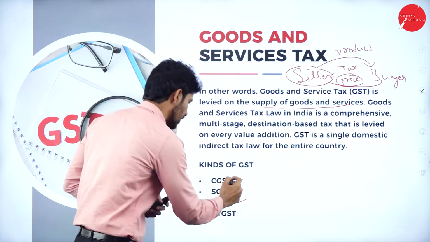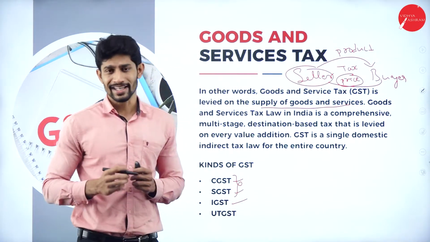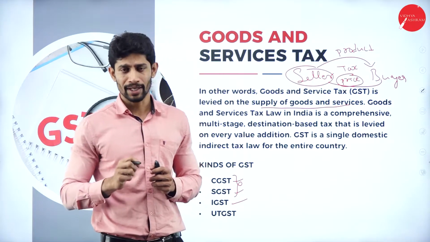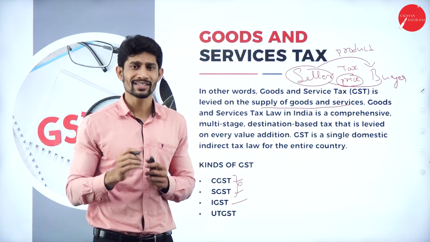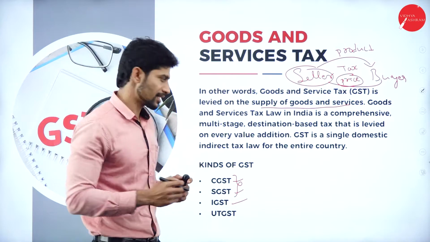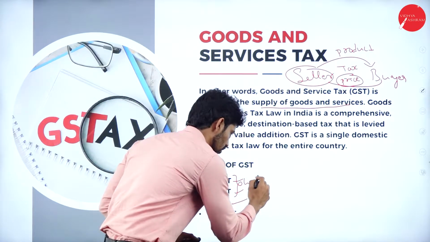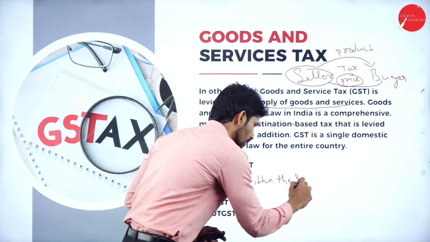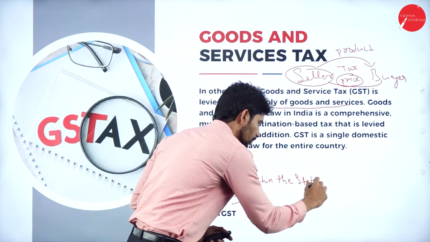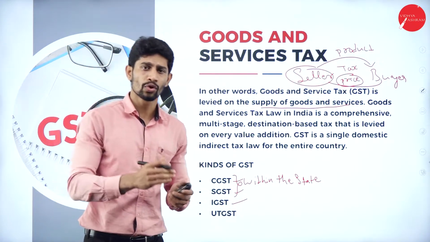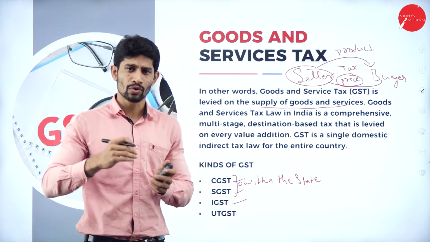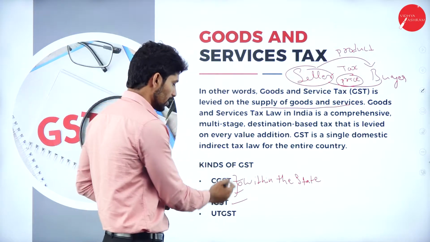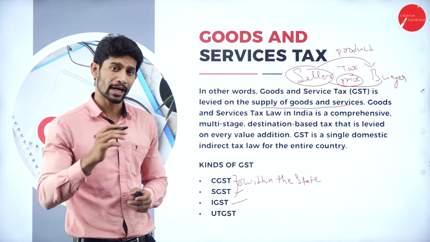Next one, UTGST, that is Union Territory Goods and Services Tax. The first 2 items, CGST and SGST, will be applicable on intrastate supply. What is this intrastate? Intrastate is nothing but within the state. So if any goods are sold within the state, like from Mysuru to Bangalore, for those kinds of transactions, CGST and SGST is applicable.